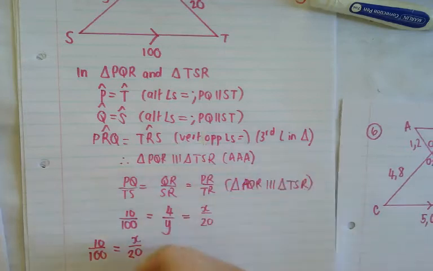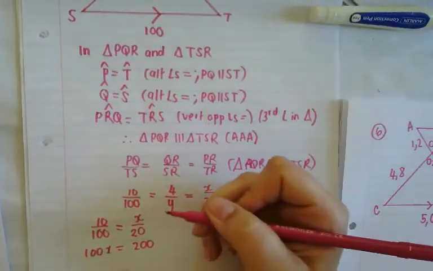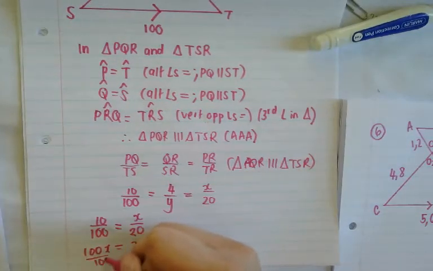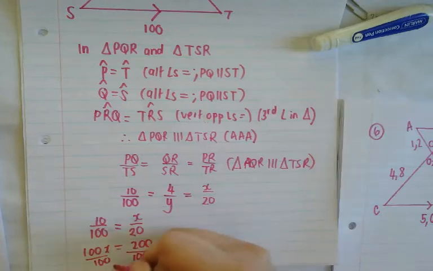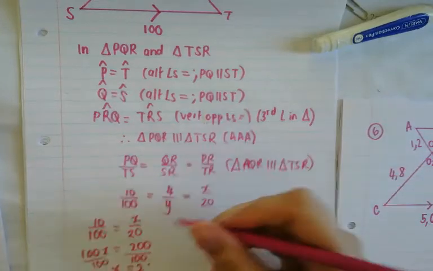Cross multiplying, I have 100X equals 200. Dividing both sides by 100, X equals, is it 20? No, just 2, yeah.